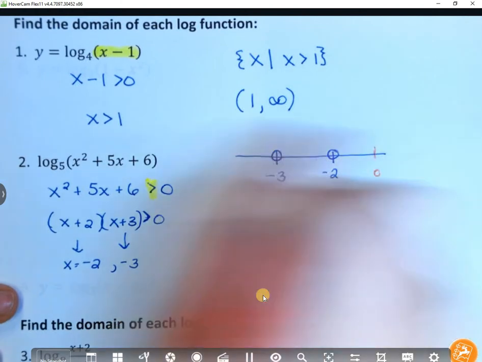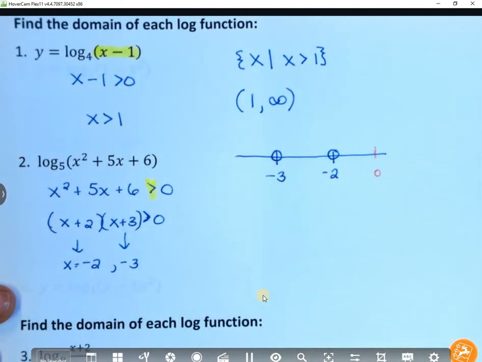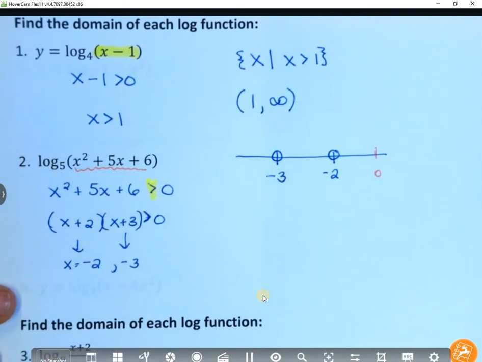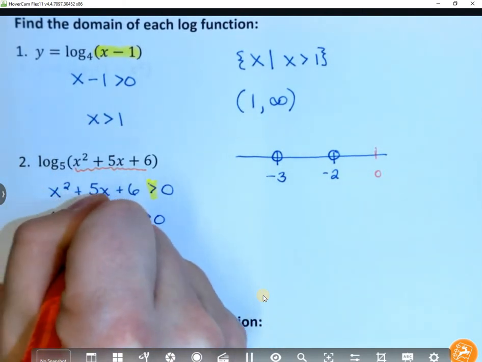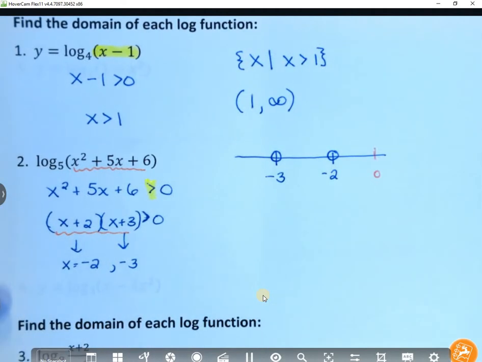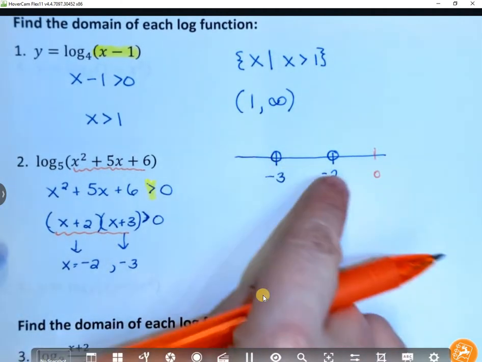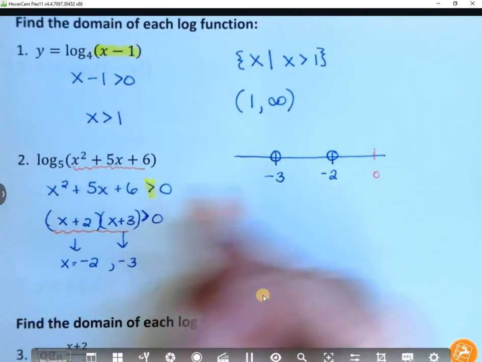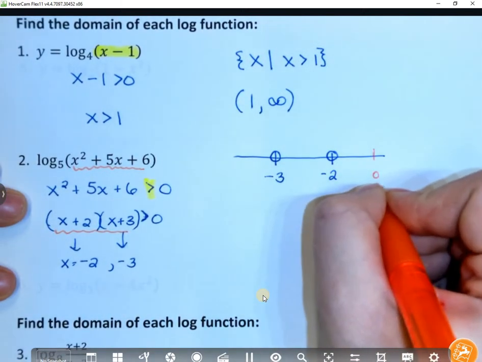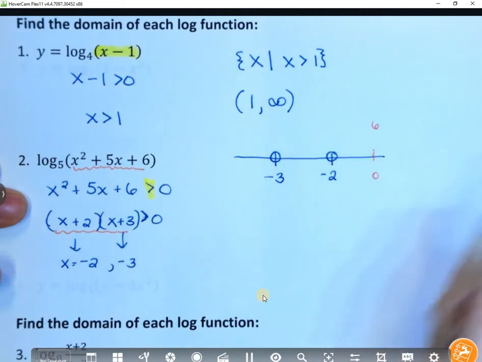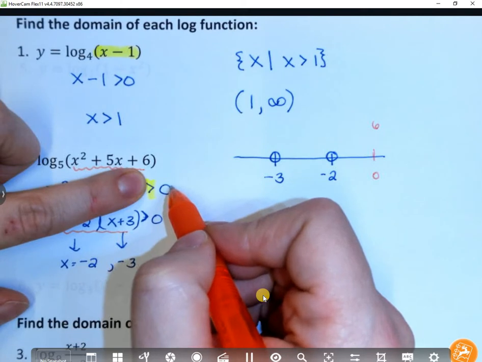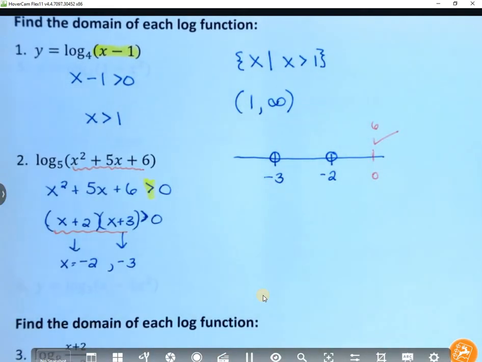So I'm going to plug a 0 in. You can either plug it in to the initial problem or your factored one. It doesn't matter. I think 0 is easiest to plug in here because what do you get? 6. So at 0, I get 6. Is 6 bigger than 0? So that will be part of my answer.